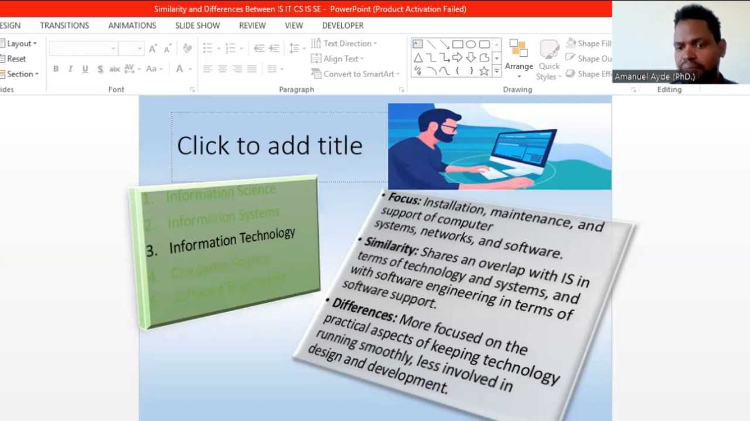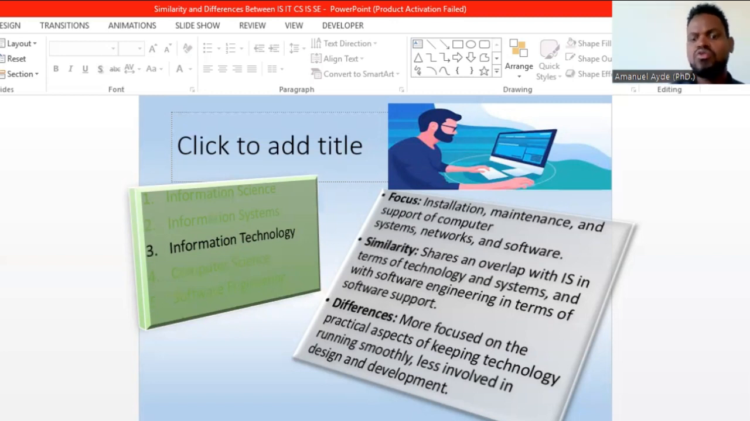Because it still overlaps with different information systems or science areas. It overlaps with information science in terms of technology and systems, and with software engineering in terms of software support, because information technology professionals can work in the software area. So it has its own similarity with, as I mentioned earlier, all the computing area subjects.